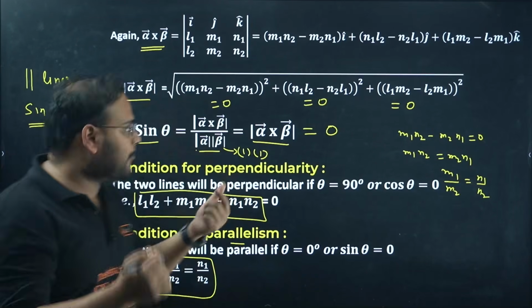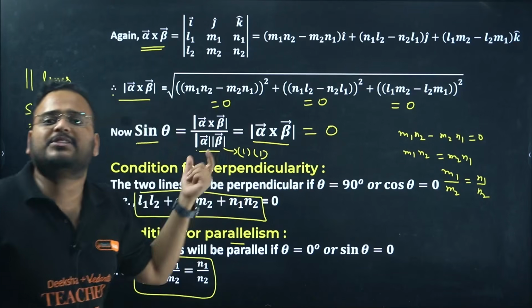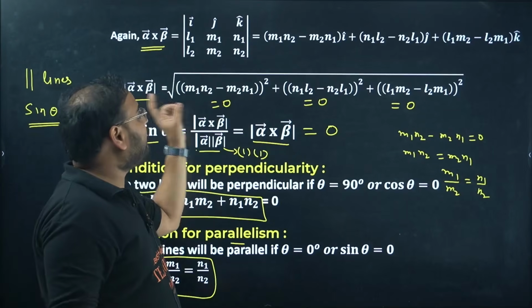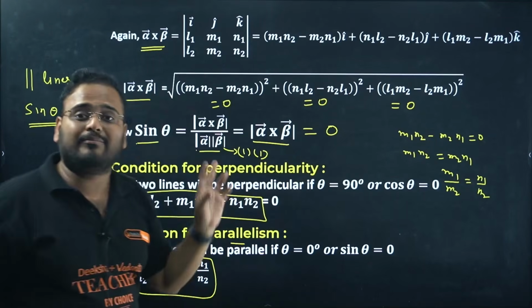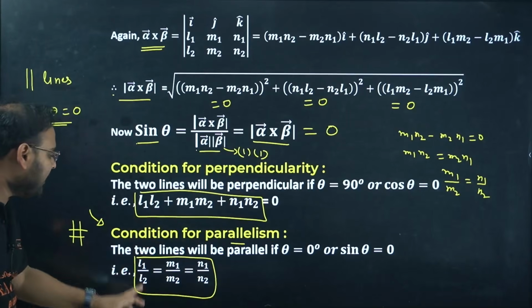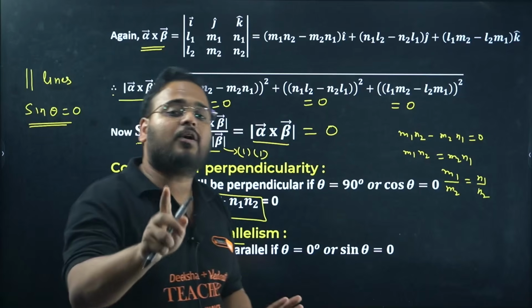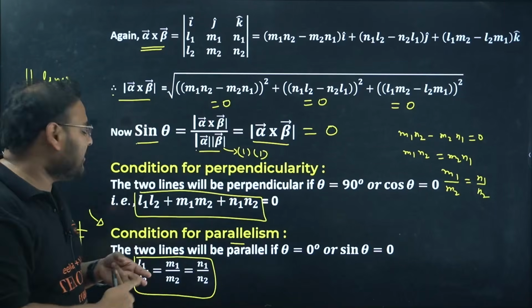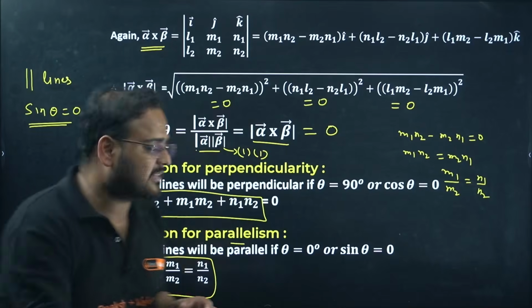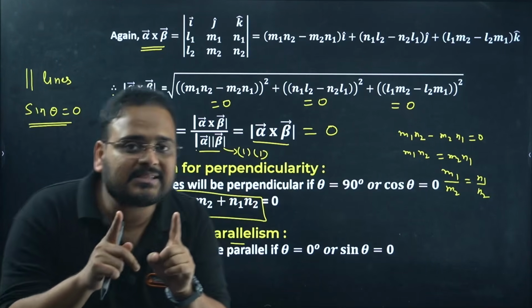For parallel lines, sin theta is 0. Sin theta 0 means a cross b is 0. A cross b 0 means this whole root should be 0, and we always have square values inside the root, which means all of them have to be 0. So basically what I get is L1 by L2, M1 by M2, N1 by N2 is 0 in the case of parallel lines, whether the vector is a unit vector or you are talking only about direction cosines. Both results are in terms of only direction cosines. Is it making sense now?